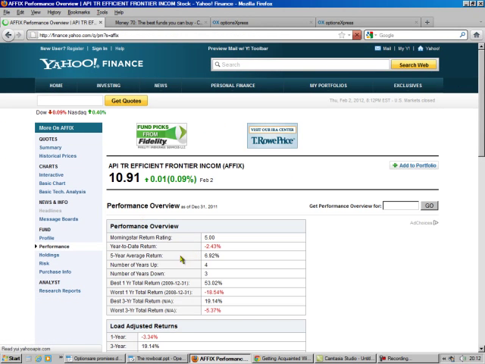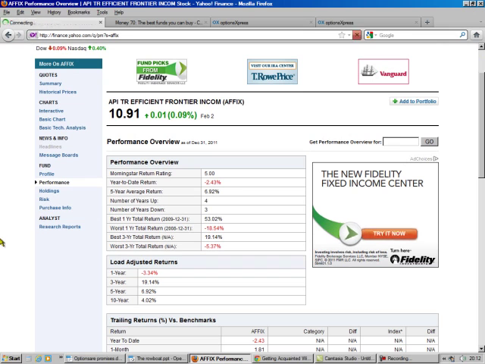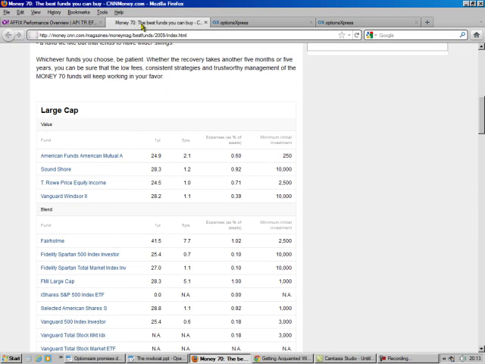Efficient Frontier Income. This is an income fund. Year-to-date return is minus 2.43%. Okay, 5-year average is 6. Now you might think that's good, but you've got what's called a load down here, and the load is how much they charge you. If you knew how much they charged you for these funds, you would go absolutely crazy. And when you're in a mutual fund, whatever the market does is what you're going to do, and y'all know the market is like a roller coaster.